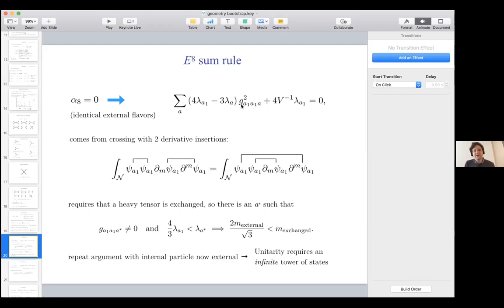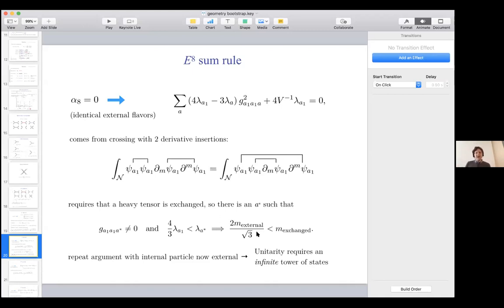And since g squared, the cubic coefficients are all real, so g squared is positive, which means this coefficient here has to be negative. So that means for any given external flavor that I'm considering for a massive spin 2, there has to exist some other a within the sum, some other state in the Kaluza-Klein tower, such that this coefficient here is negative. So there has to be some other lambda which is greater than 4/3 of the lambda that I'm scattering, which means that there has to exist another exchanged particle with a mass that's greater than 2/√3 of the mass of the external particle. So there has to be some heavier particle present than whichever one I'm scattering.